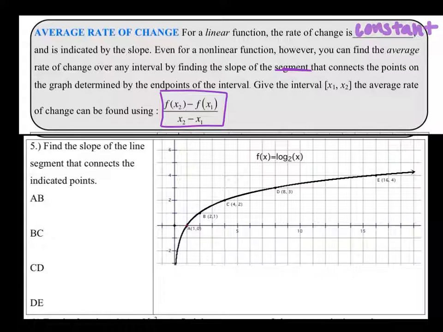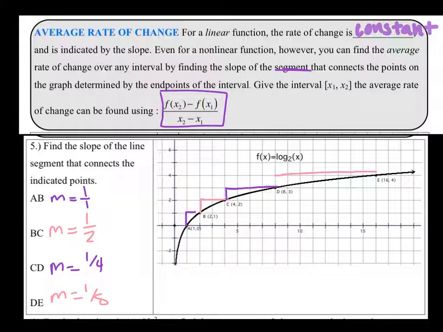just for certain segments. So for number 5, this one gives you a graph. It says, find the slope of the line segment that connects the indicated points. From A to B, it's up 1 over 1. I'm just going to use M for slope, so M is 1 over 1. From B to C, it's up 1 over 2. When it gives us the graph, it's not hard. From C to D, up 1 over 4. And from D to E, up 1 over 1, 2, 3, 4, 5, 6, 7, 8. So the rate of change isn't constant, but we can find the rate of change in certain intervals or segments.